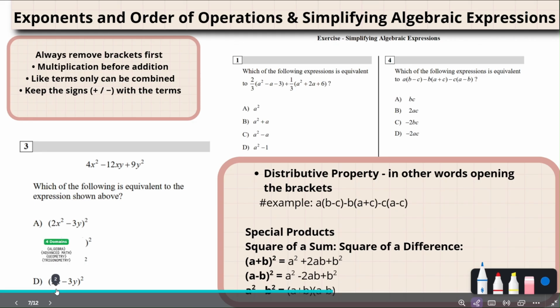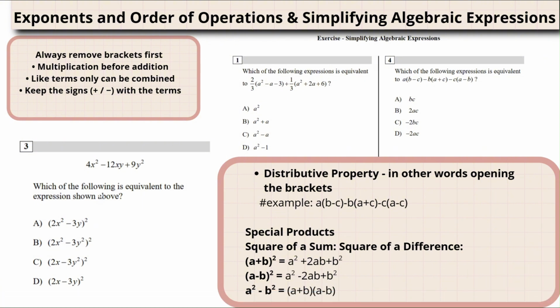Moving on. Now we have exponents and order of operations in the SAT. This is considered one of the simplest topics to cover in the SAT. We are in the entering phase, the kind of introduction topic, so it is okay for you to see a lot of familiar stuff from math. Anyways, to solve these equations, there's a golden rule above. It says always remove the brackets first. Then multiplication before addition. Only like terms can be combined. Keep the signs, plus and minus, with the terms.